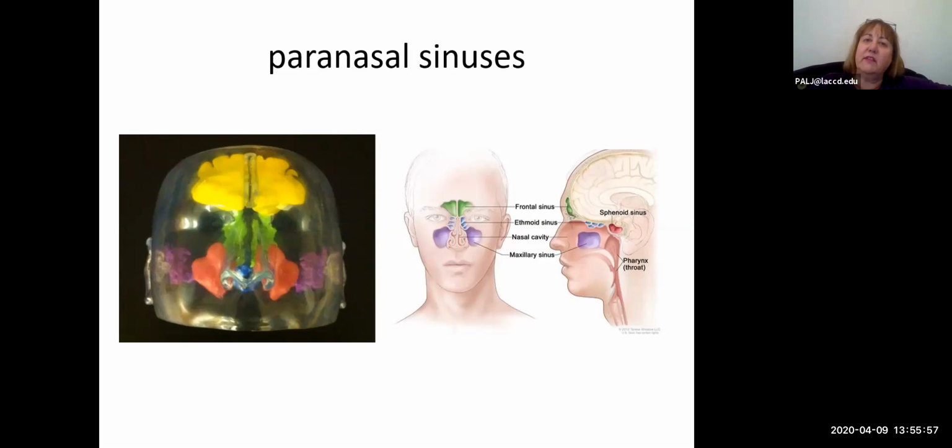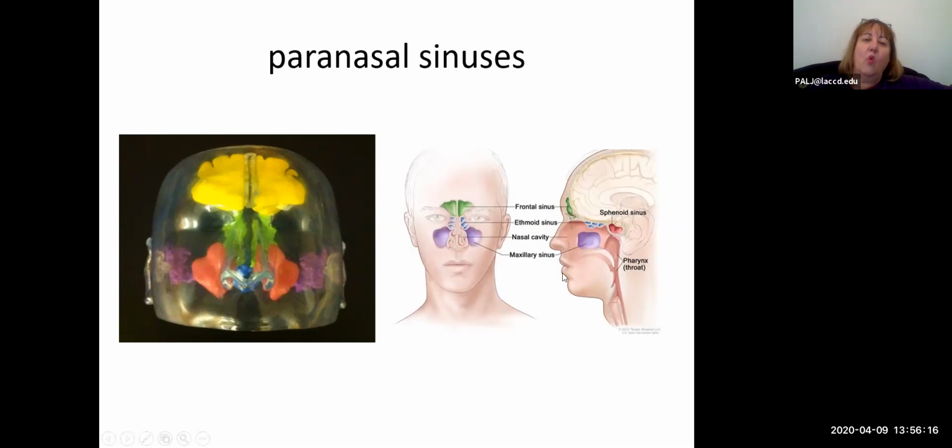So para means on the side of. So these are sinuses on the side of the nasal cavity. And as you recall, the word sinus in reference to a bone is an air-filled space. It's going to be lined with an epithelium, so it's going to produce mucus and all that other stuff that you like to call snot.